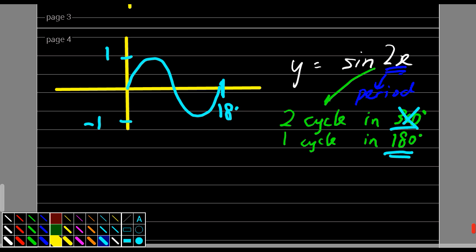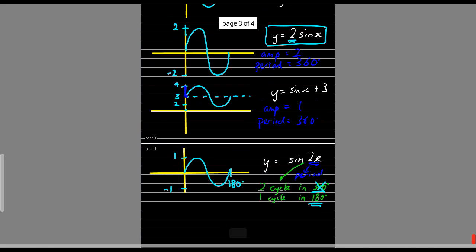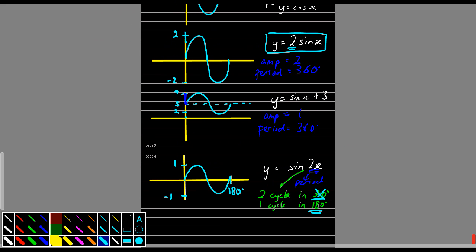So this is 180. So let us zoom out again. So in this video we learn 3 things. Number 1, what happens when there is a number in front, we actually multiply by 2. Number 2, what happens when there's number behind, we actually move up or move down. Number 3, what happens when there's number inside, we change the period.